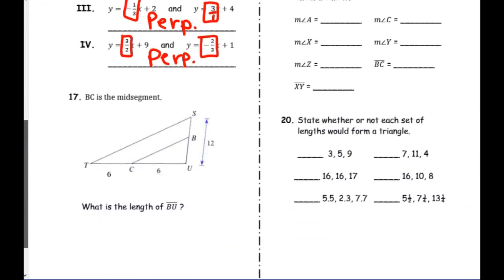Alright. 17, BC is a mid-segment. Okay, so from B to C. So that means this is equal to this, and this is equal to this. What is the length of BU? Well, if this is 12, and BU is half of it, then BU is equal to 6. 6 and 6. Alright?